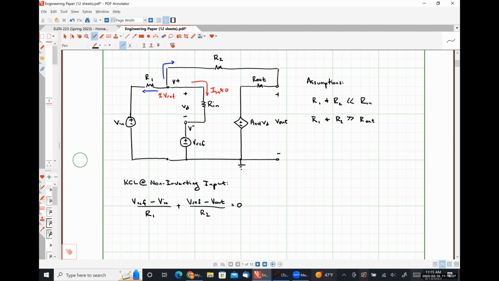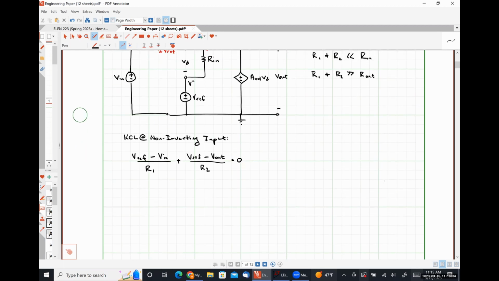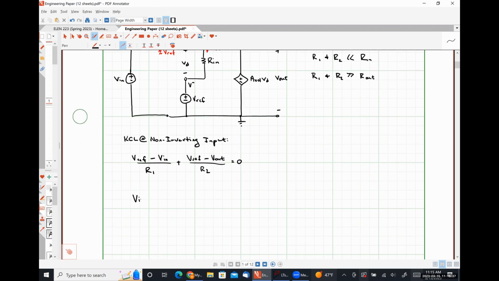Okay. So I'm going to move both the input and the output voltage to the right-hand side of the equal sign. So that's going to give me VREF times a factor of 1 over R1 plus 1 over R2 will be equal to VN over R1 plus V out over R2.